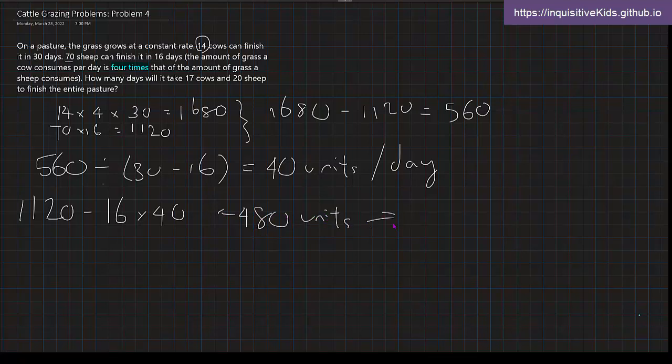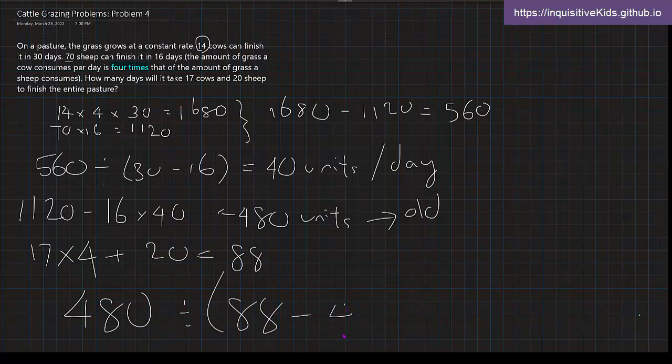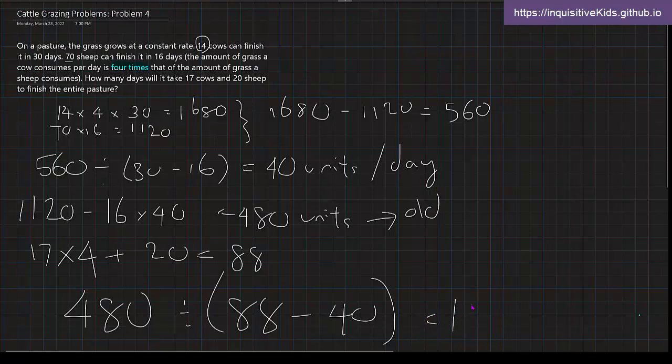So this is, I like to label my values, the number of old. And if there are 17 cows and 20 sheep, we have to times the number of cows with 4, right? Because we need them to have the same animal, and that relationship is times 4. And that gives us 88. So we would divide 480 by 88, and not just by 88, but by 88 minus 40, because we have to take out the excess number of animals there are, and that equals 10 days.